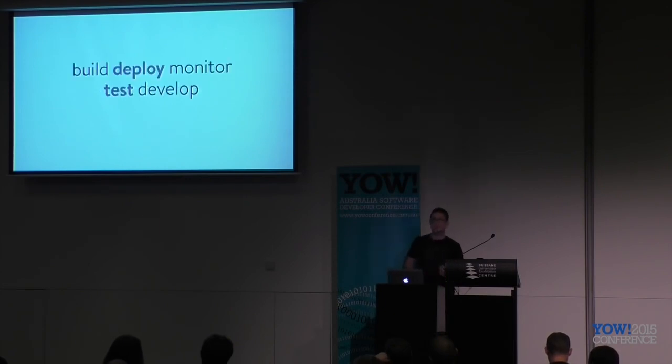So specifically, we're going to look at building code, the process necessary to get source code into some executable artifact. We'll look at deploying it, so how we get this Haskell code onto our development, staging, and production servers so that users and QA people can actually take a look at it.